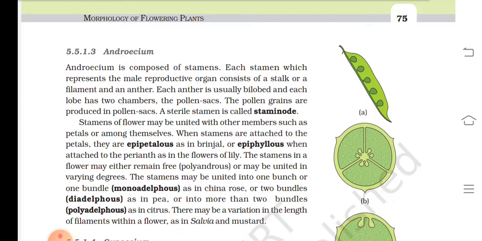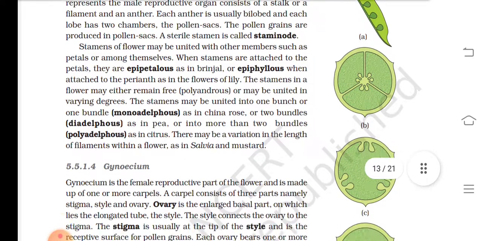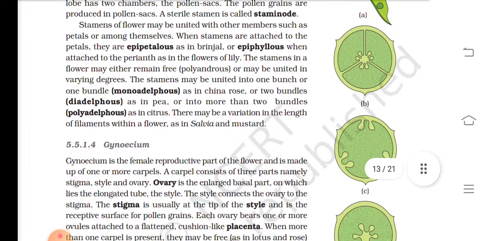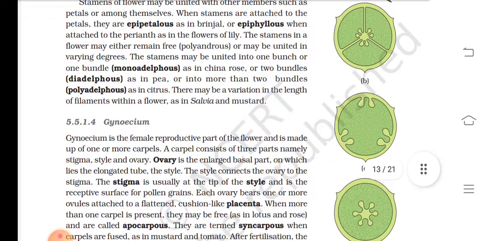Stamens of a flower may be united with other members such as petals or among themselves. When stamens are attached to the petals, they are epipetalous, as in brinjal, or epiphyllous when attached to the perianth, as in the flowers of lily. The stamens in a flower may either remain free, that is polyandrous, or may be united in varying degrees.